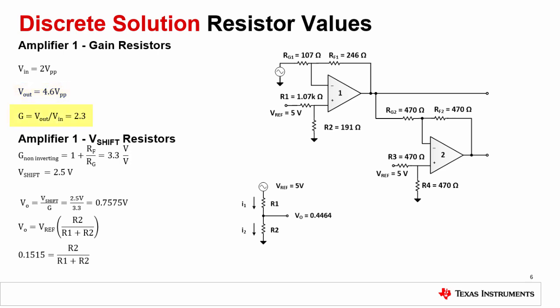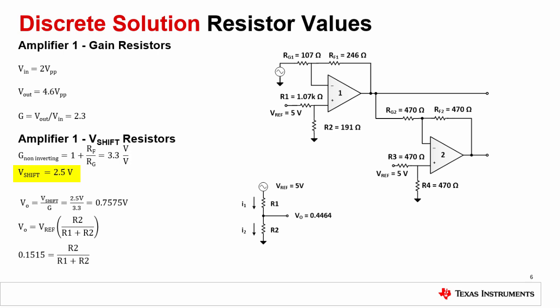Thus we will need a gain of -2.3 volts per volt. By setting RF1 to 246 ohms and RG1 to 107 ohms, our desired gain of minus 2.3 will be achieved. However, the input of the ADC can only see a positive voltage of 0 to 5 volts. Because of this limitation, we need to shift our output voltage by the term V-shift.